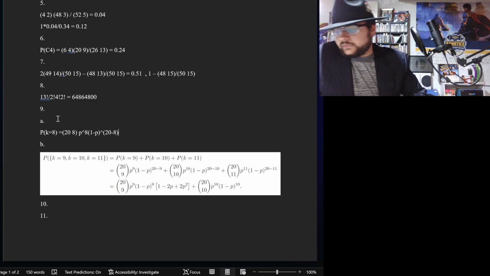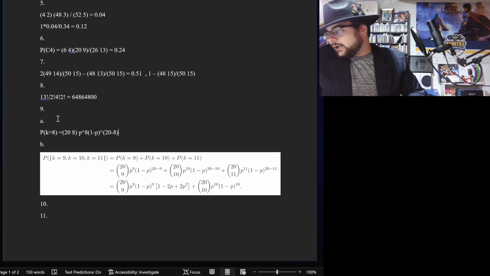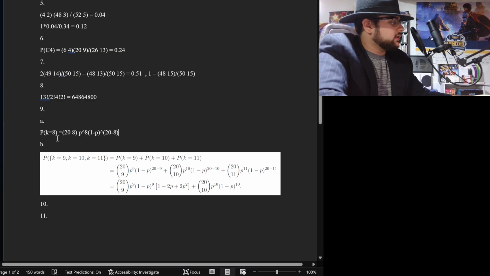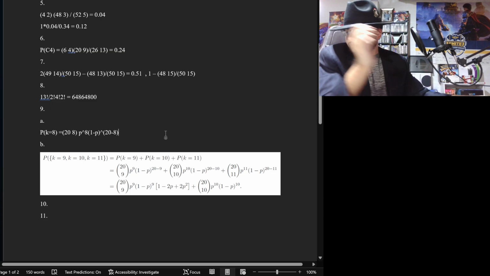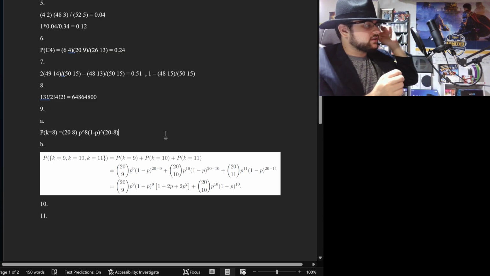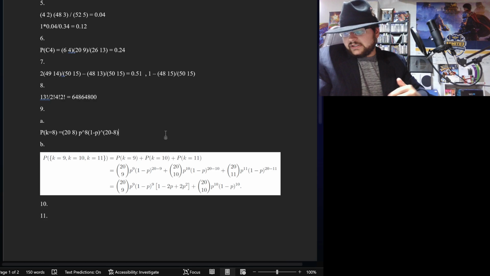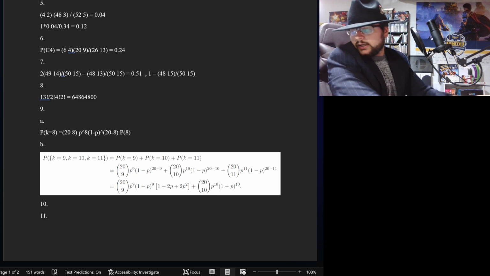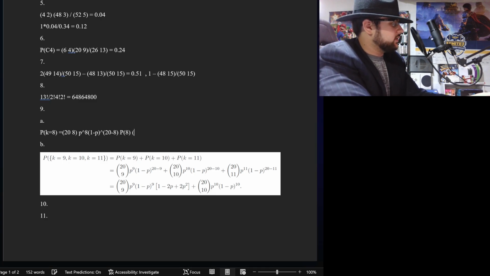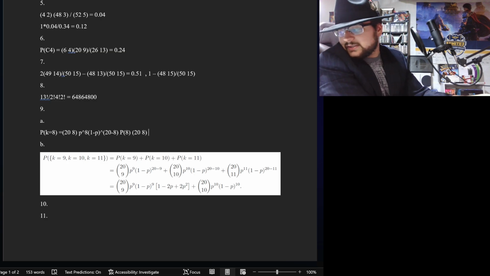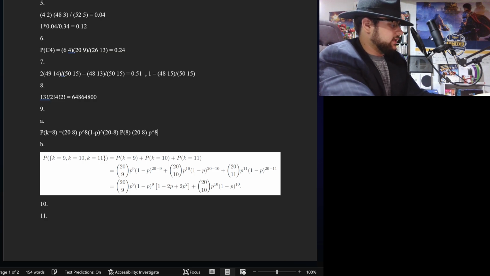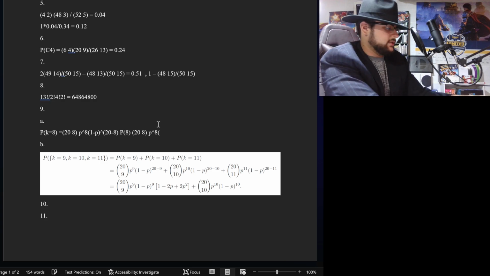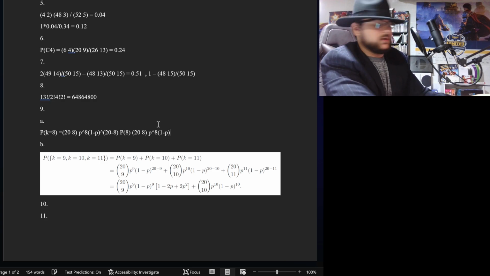Now, you can do it a different way, but I'm not going to show you the other way. I guess I can. You can just do P8 like this, and you still need 20 over 8 here. I'm just going to write it. It's basically the same thing, but it's a little cleaner, depending on what you want.